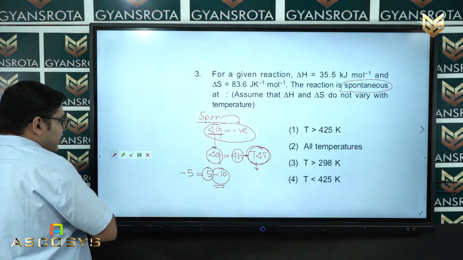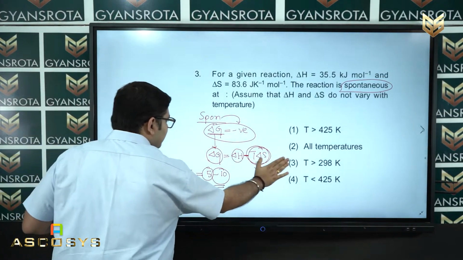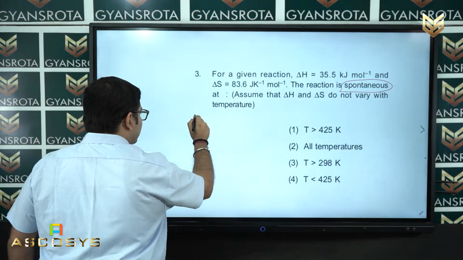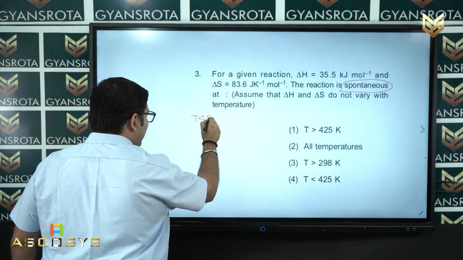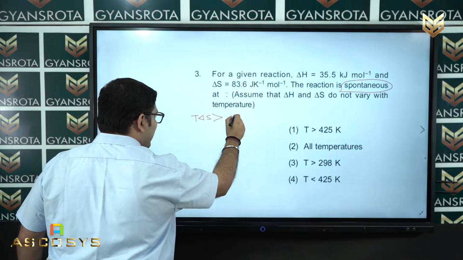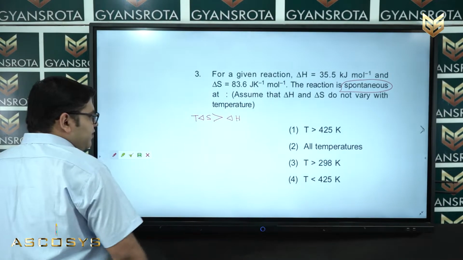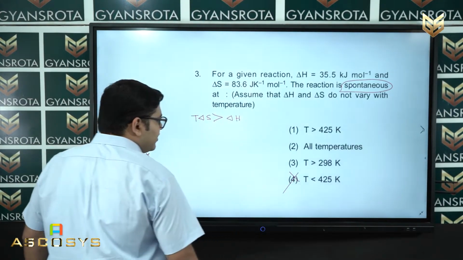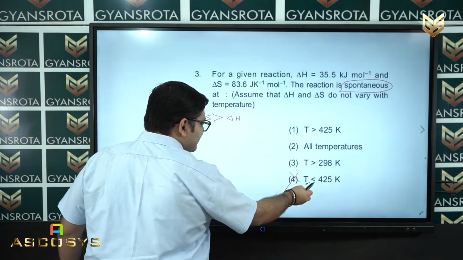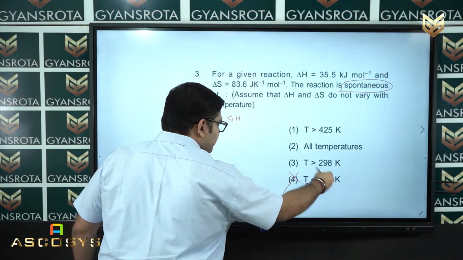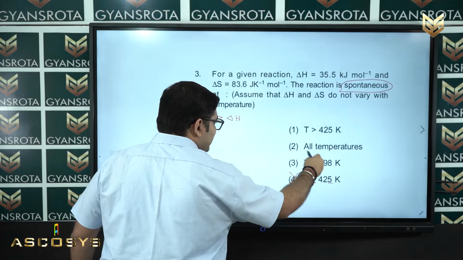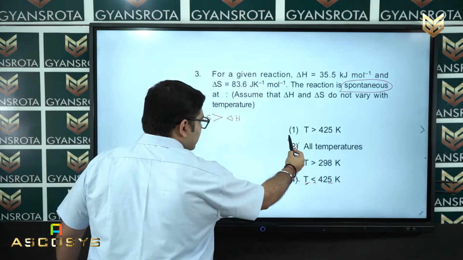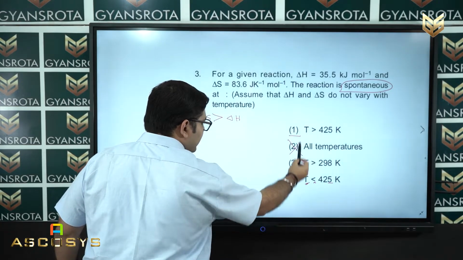Now we are going to use these conditions to solve this question. So what you got? The T delta S value is greater than your delta H value. Now if you see in the options, option number 4 is already cancelled out, because here they are mentioning T less than 425. This should not be the right answer. Now all the other temperatures we can neglect as well. Now we have left only option 2, option 1 and option 3.